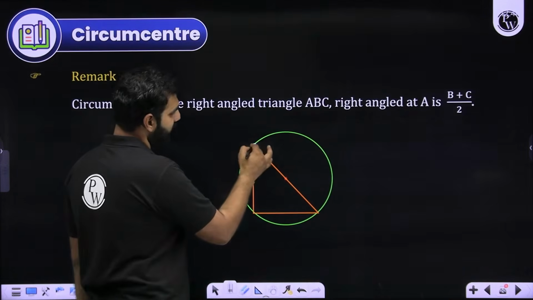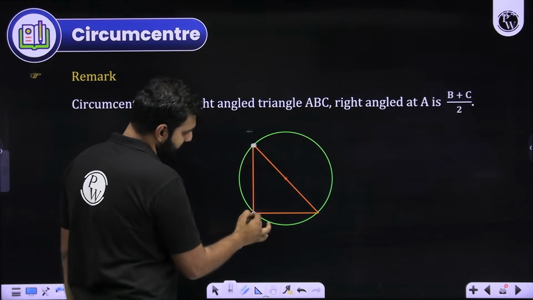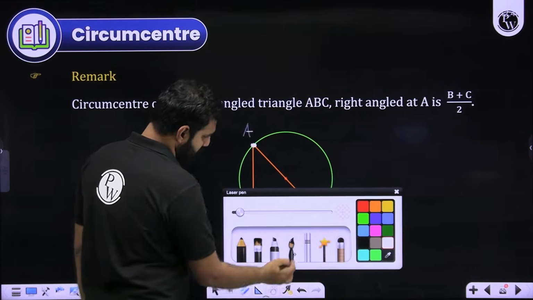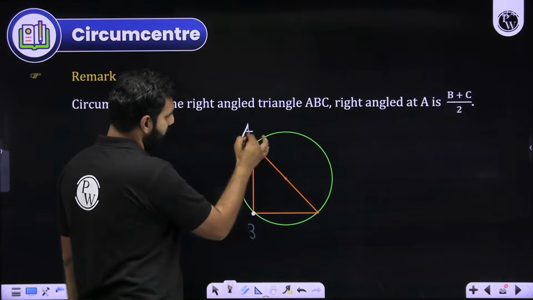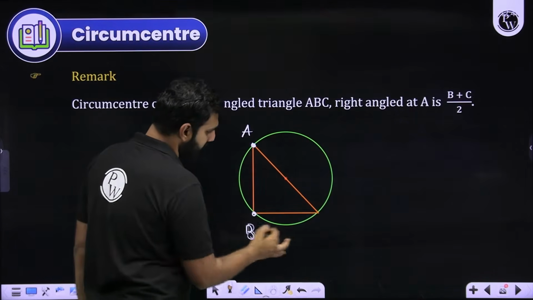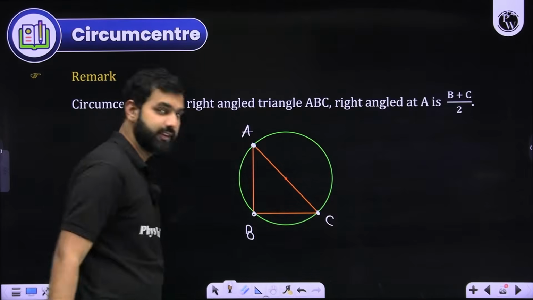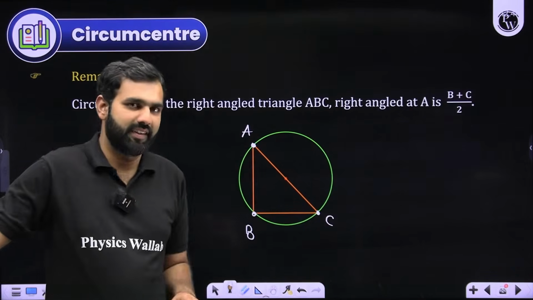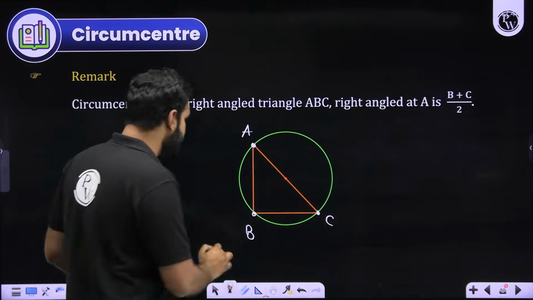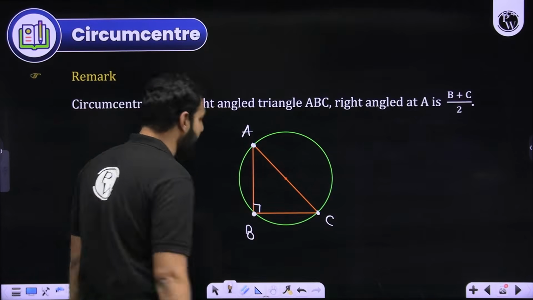So this is a right angle triangle having vertices A, B, and C. These are the three vertices. Can you see them? Now, what you must be noticing is that this is a right angle triangle and this is right angled at B.